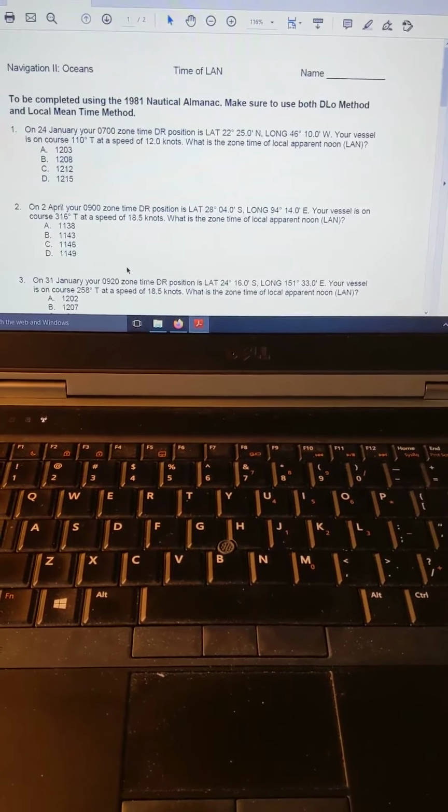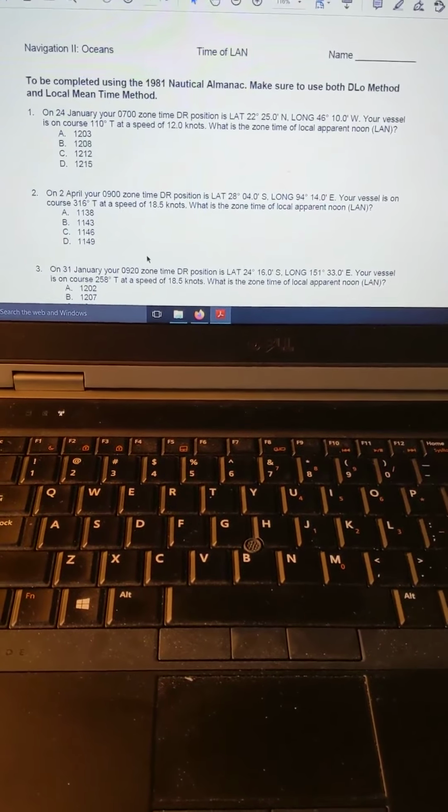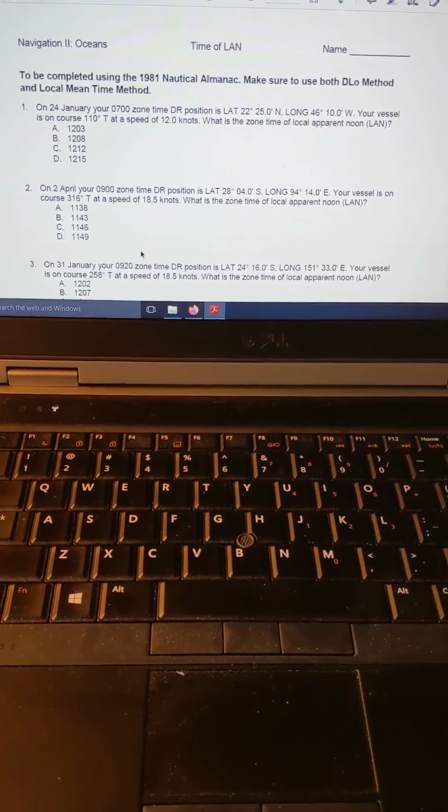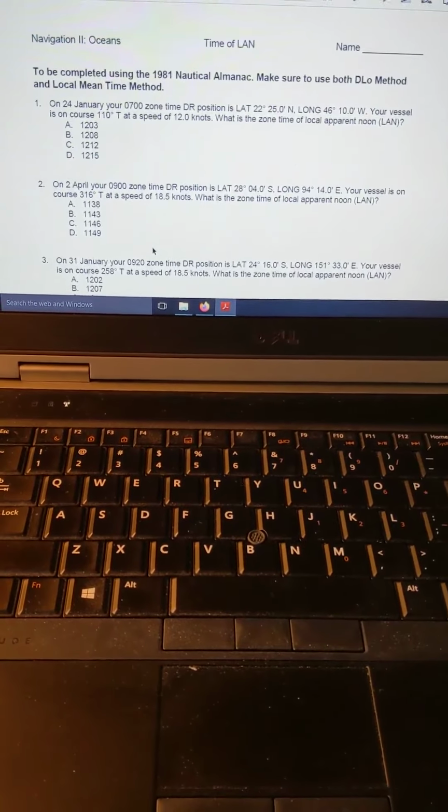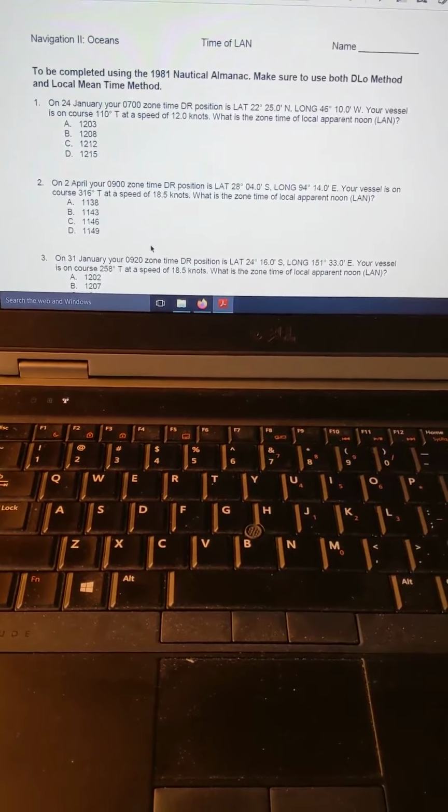Your vessel's on a course of 110 degrees true. To get that into a course angle, we're going to do 180 minus 110, and that gives us south 70 degrees east. We're at a speed of 12 knots. What is the zone time of local apparent noon?